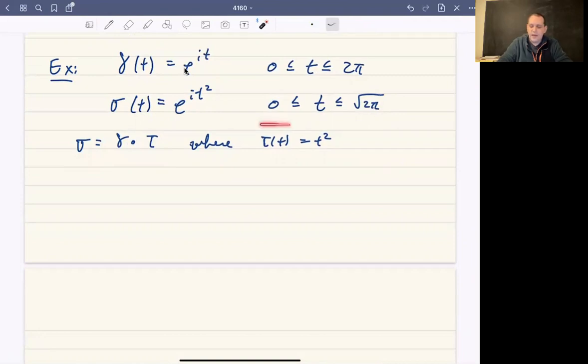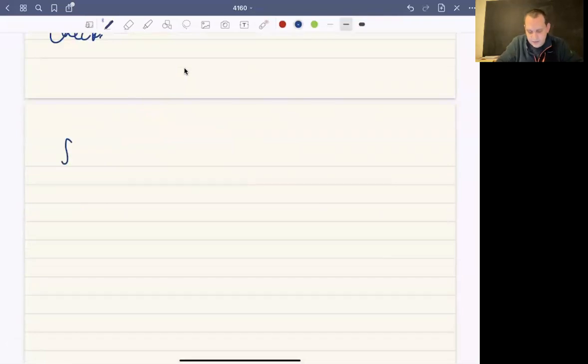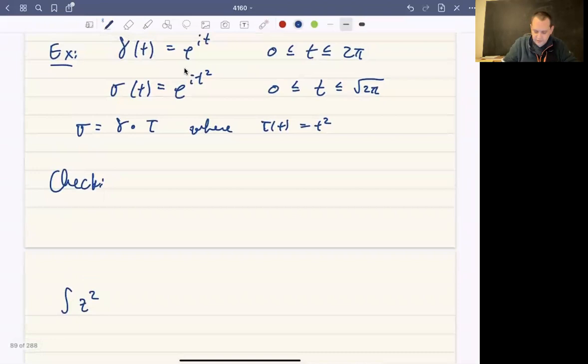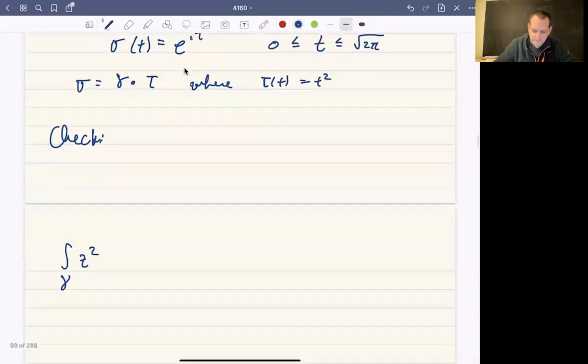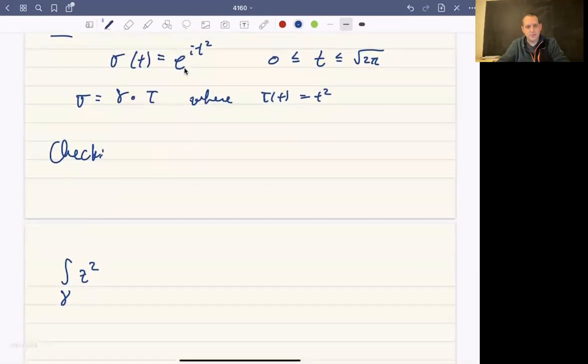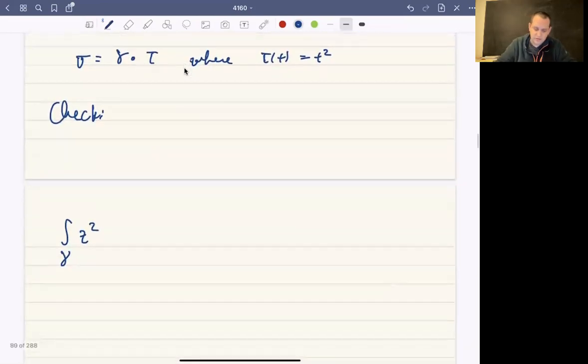Notice that tau maps the interval from 0 to the square root of 2 pi into the interval from 0 to 2 pi. Now one thing that we can check is that if we were to integrate z squared over gamma, we could use either parameterization to do this, and you can check that they're going to be equal.